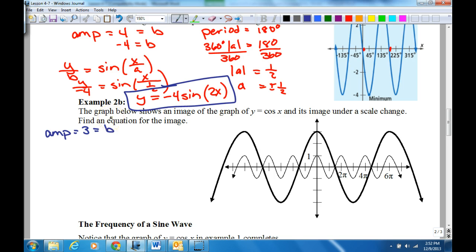So would it be negative? Good question. If it were negative, here's where our start of our cosine always is on the top, right? So it's not going to be negative. If it had started down here instead and went up, then it would have been negative. Okay? So we're starting here, and we go down and go back up, and here's the end of our period right here at 6 pi. So what's our period?